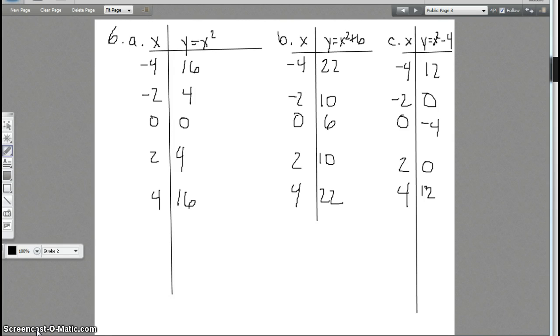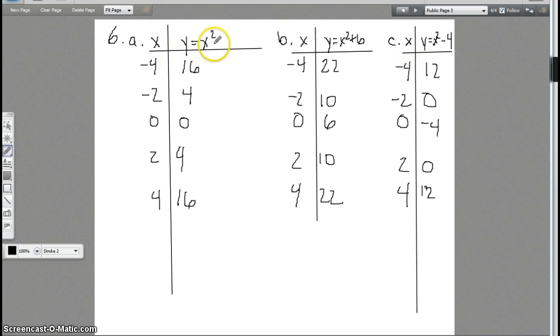So at the end of the Part 1 video, we had just finished determining the data tables for the equations in number 6, parts A, B, and C. The equation for Part A was y equals x squared. For Part B was y equals x squared plus 6. And for Part C was y equals x squared minus 4.